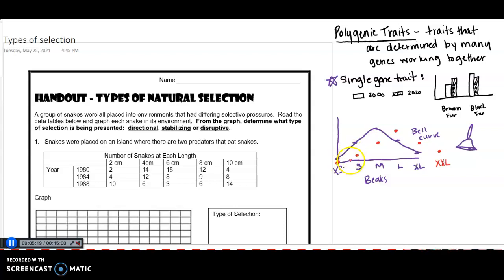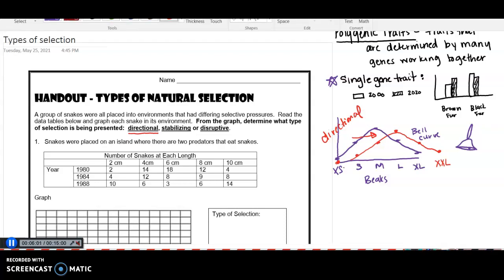And so what you have here, you have the same pattern. But notice that it shifted in one direction. When the distribution shifts in one direction, we call that a directional shift because it's moving in one direction. So this would be directional. Okay.